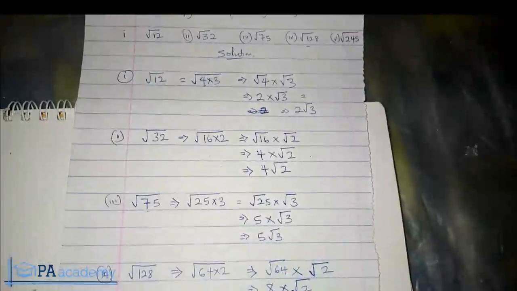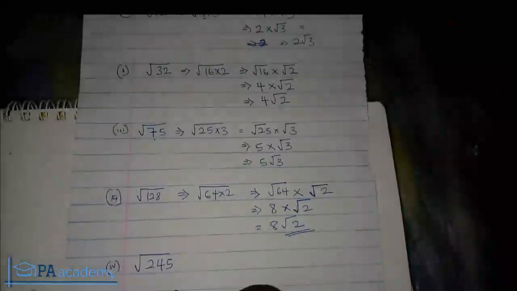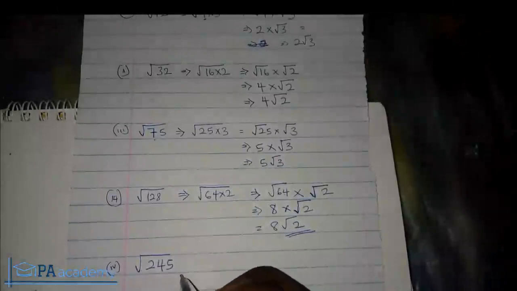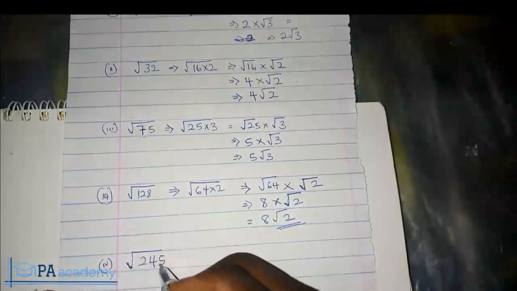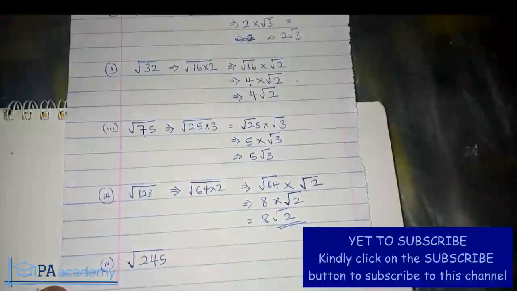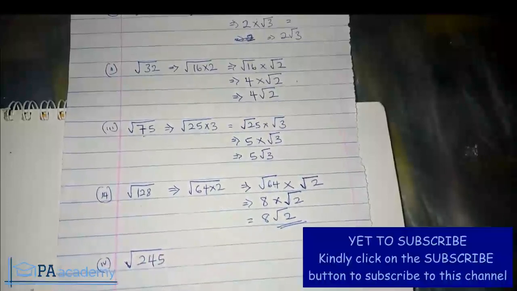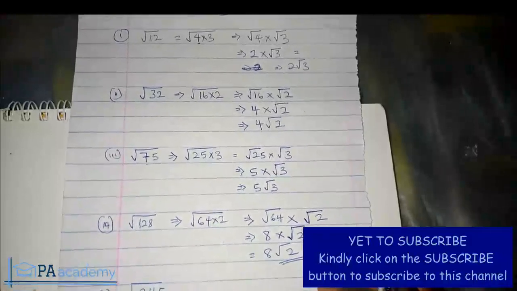For question number 5, which is the square root of 245, I won't be doing this. I want you to solve it and let me know what your answer is in the comments below. Kindly simplify the square root of 245 and drop your answer in the comments. Let me know if you understand the examples I've just done.